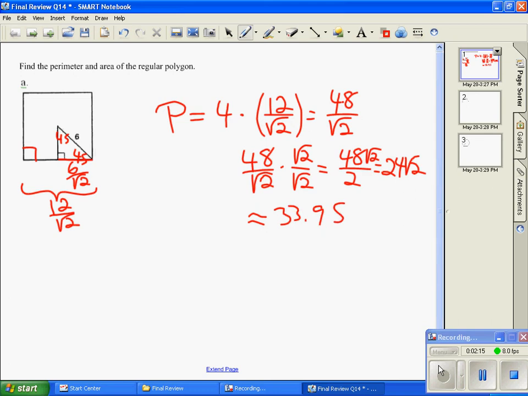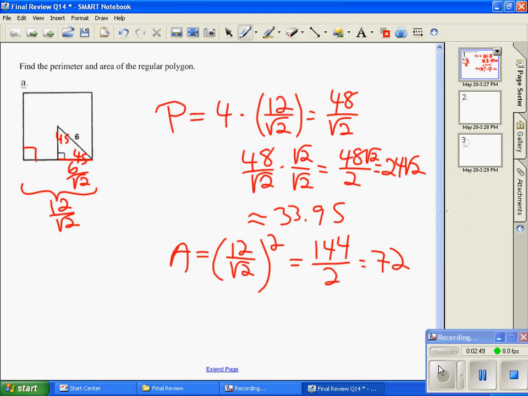Okay, so that's the perimeter. Let's find the area. So the area equals base times height, or length times width. Now, since it's a square, it's side squared. So 12 over square root of 2, squared. So the top will be 144. The bottom will be 2, because square root of 2 squared just gives us 2. And so this is 72. So that's the area of this figure.